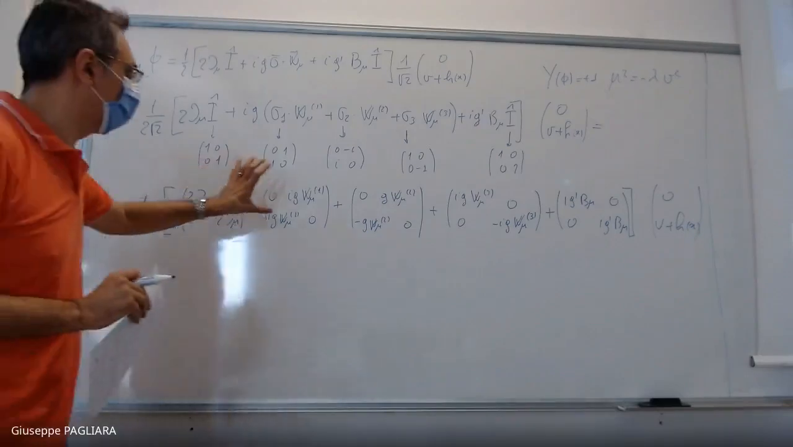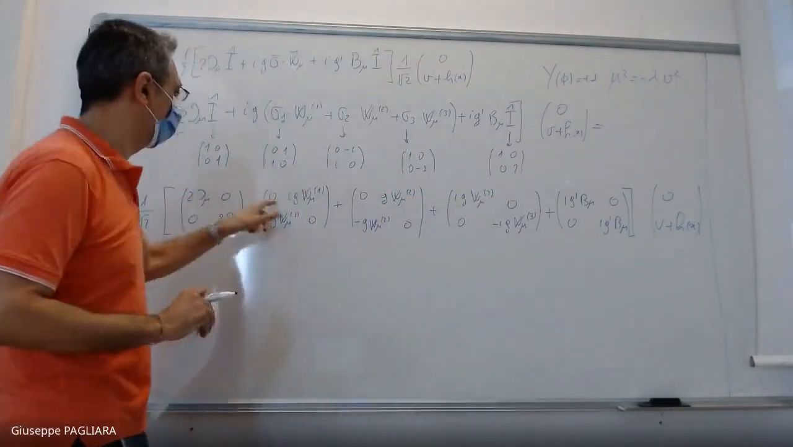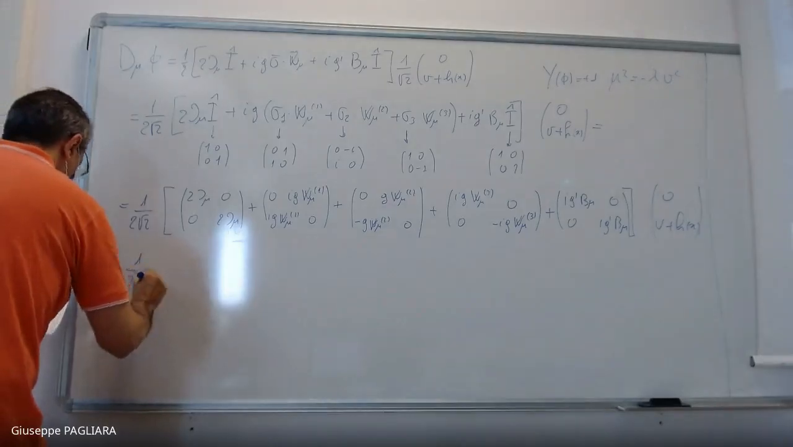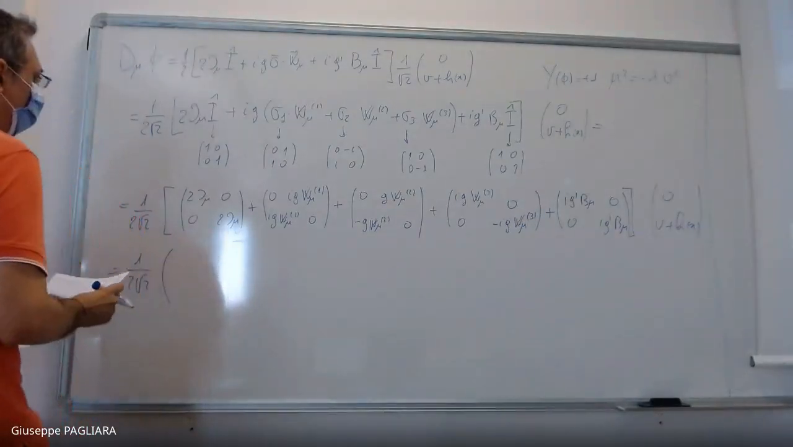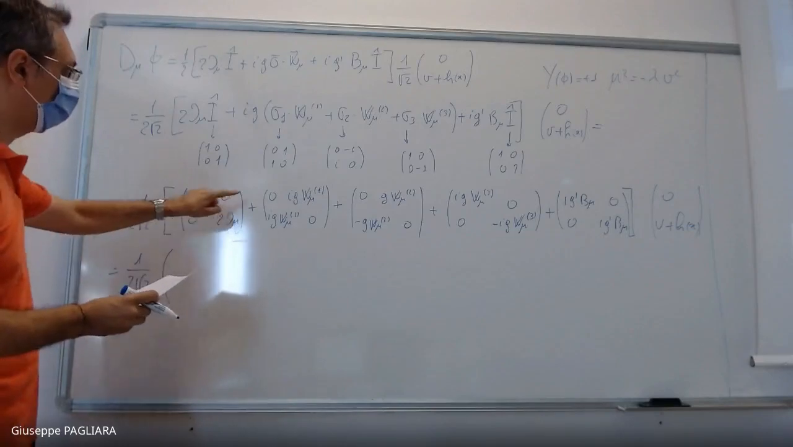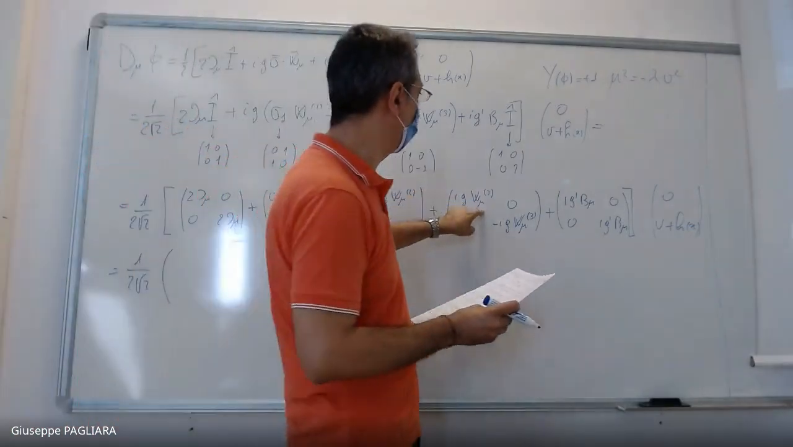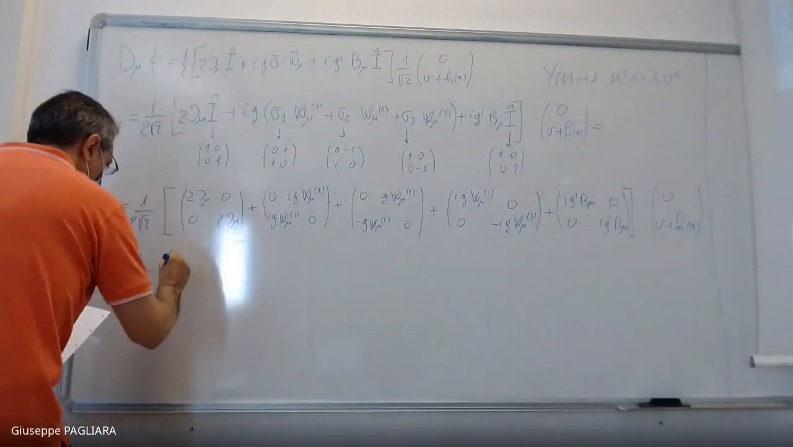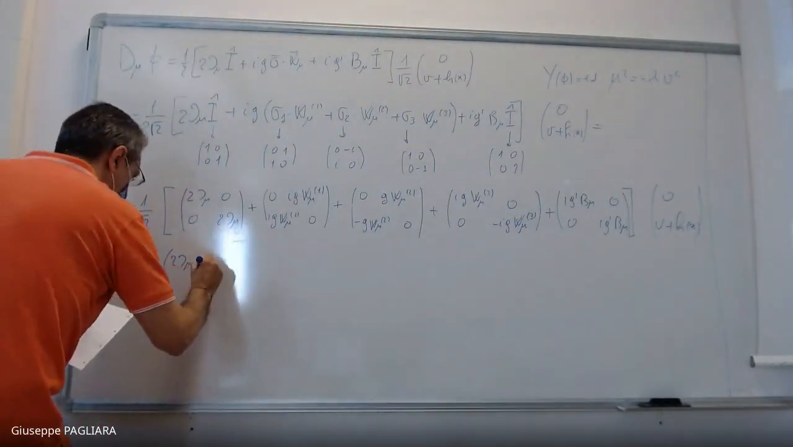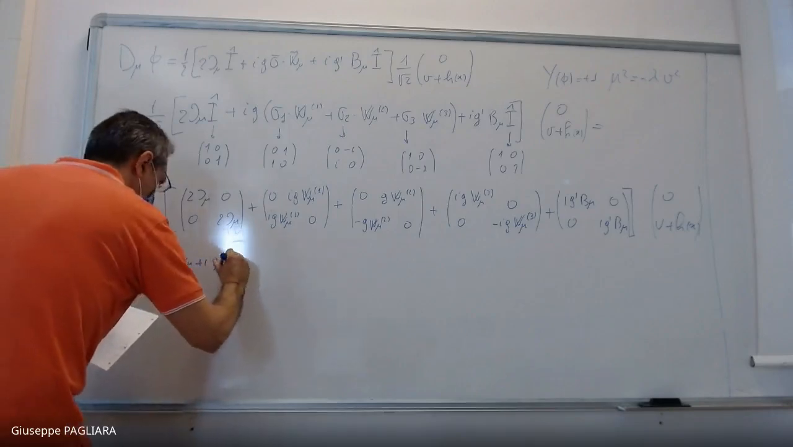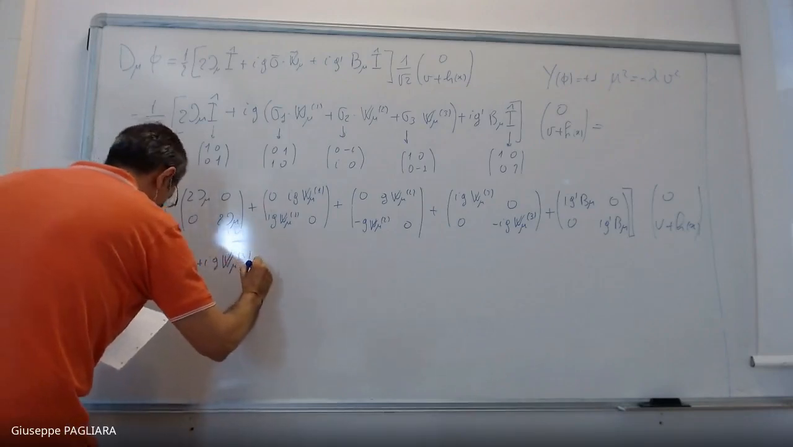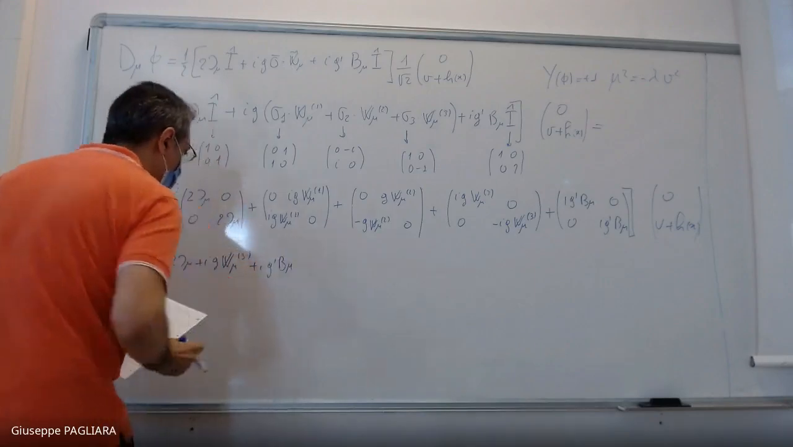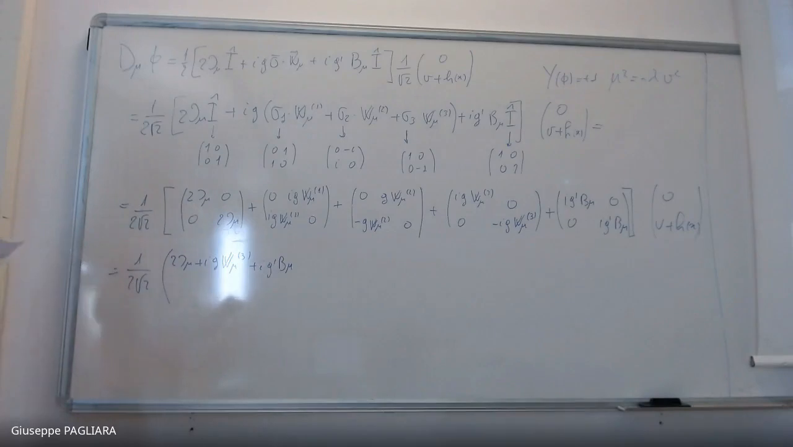Okay, let's now add all these three matrices and let's do it number by number. This is 1 divided by 2 square root of 2, and then we put what we have here: the derivative of H plus 0 plus 0 plus i g W3 plus i g prime B. And this is the first element of the vector.